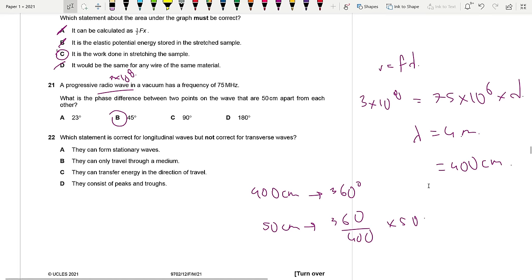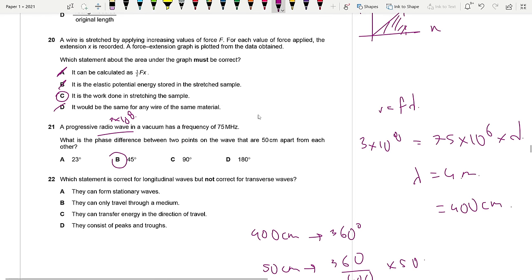For 21, a progressive radio wave in a vacuum has frequency 75 megahertz. What is the phase difference between two points on the wave that are 50 centimeters apart from each other? This is the third section, by the way. Basically, it's a radio wave. It falls in the electromagnetic spectrum, so it has a velocity of 3 into 10 to the power 8.